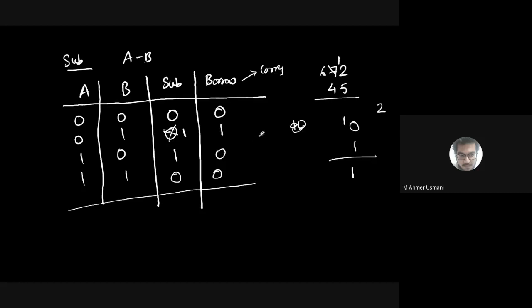Once this is clear, we'll now perform some addition and subtraction. We need to perform the addition of 7 plus 5. What is the answer? 7 plus 5 is nothing but 12. You need to do this using binary operations. So represent 7, represent 5, and try to perform the addition of it.